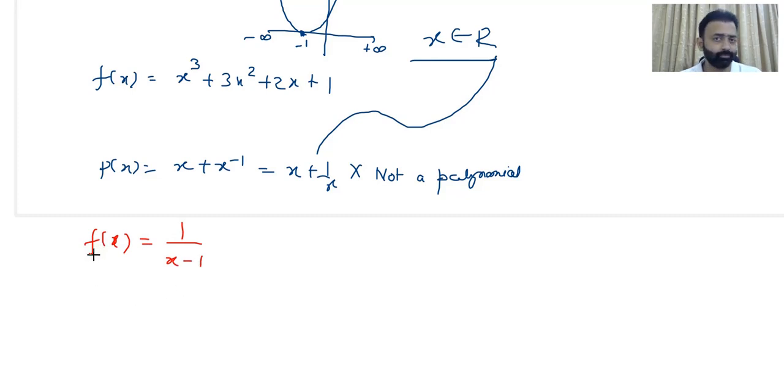Now this time, as you can see, for any rational number to be defined, remember the definition of a rational number: any number which can be represented in the form p by q, where this q should not be equal to 0. Okay, it means denominator 0 is not allowed.